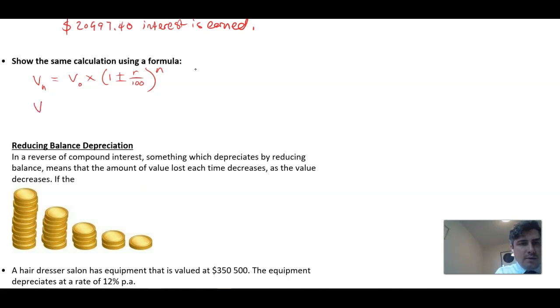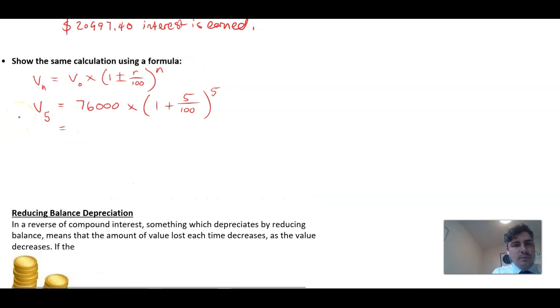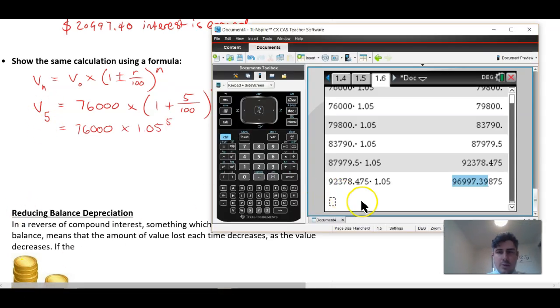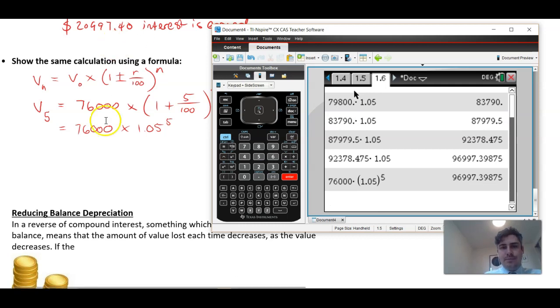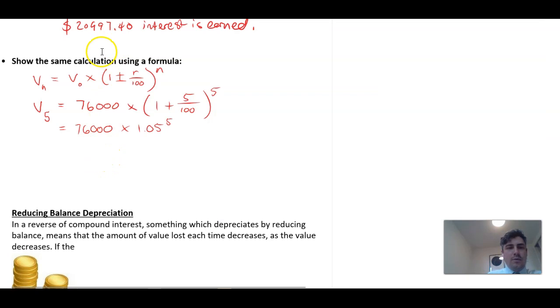So in this case, we've got V5 equals 76,000 times 1 plus 5 over 100 to the power of 5. Okay, which is equal to 76,000 times 1.05 to the power of 5. So we're going to type that in the calculator and double check our answers. So 76,000 times 1.05 to the power of 5. And we get the same answer, 96907.40.